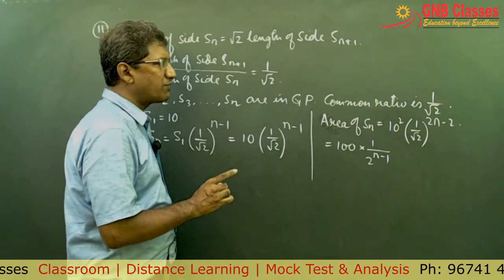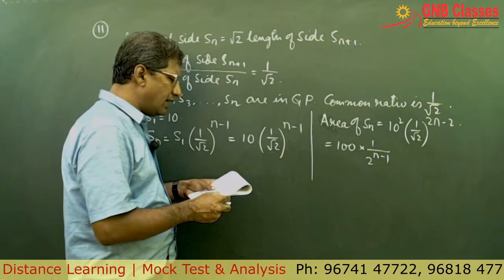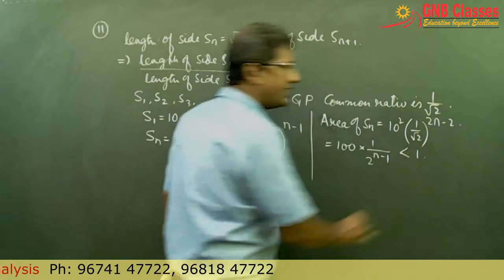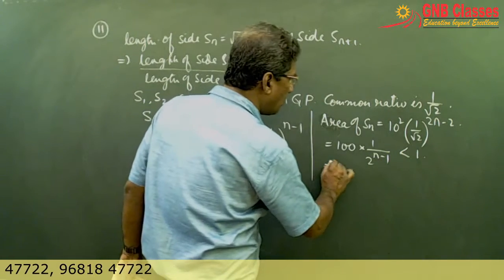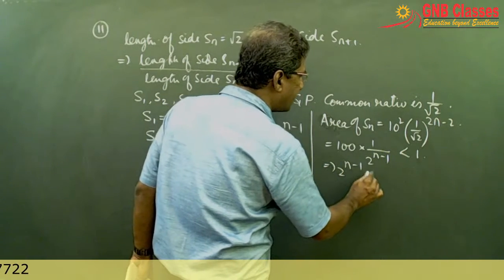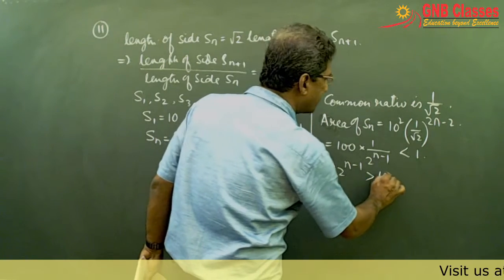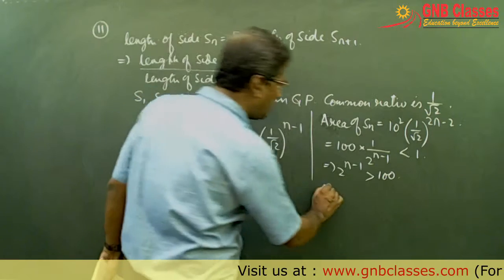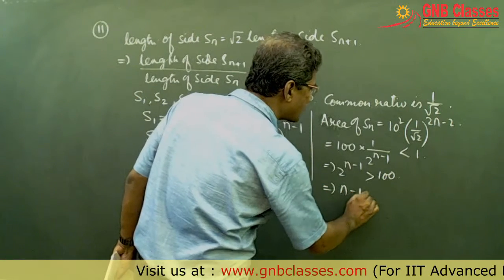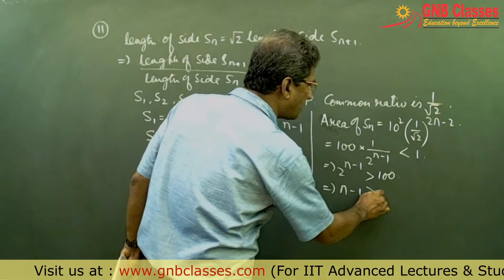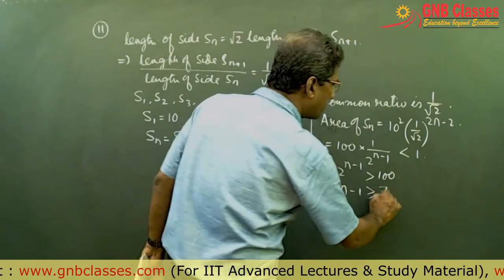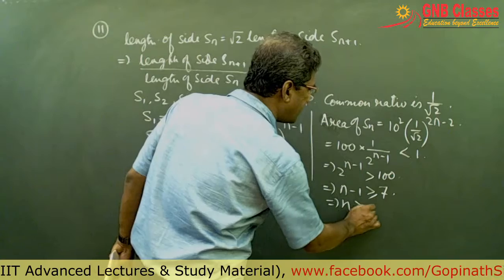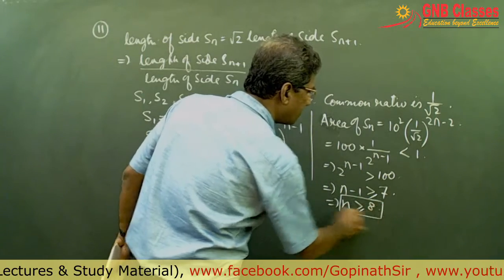Now by the problem they have said that the area is less than 1 square centimeter. So it is less than 1. So that gives you 2 to the power n minus 1 is greater than 100. Is it clear? 2 to the power n minus 1 greater than 100 implies that n minus 1 has to be greater than or equal to 7. Is it clear? That implies n is greater than or equal to 8.